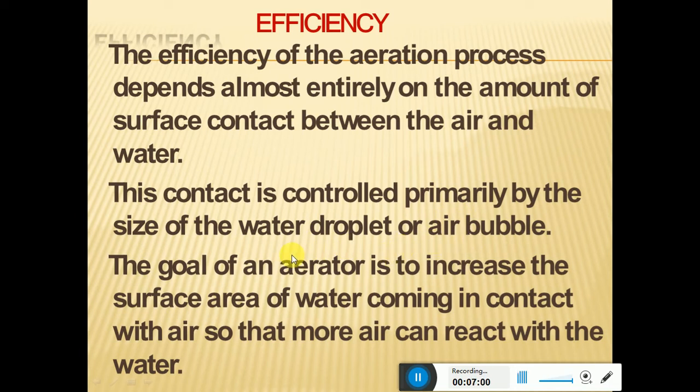The goal of an aerator is to increase the surface area of water coming in contact with air so that more air can react with the water. So our sole intention will be to create more surface area of the water in contact with the air to achieve the maximum efficiency. So we have to design or select the aerators such that the maximum air comes in contact with more surface area of the water, so that the efficiency of the aeration process can be increased.